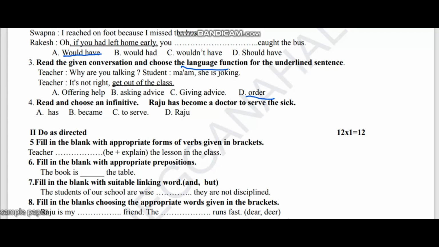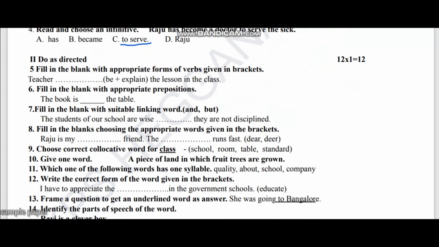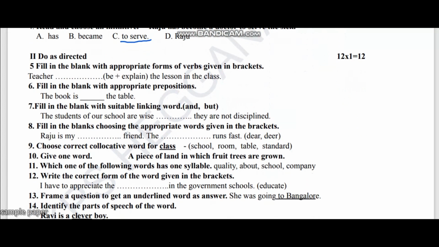Fourth one, read and choose the correct infinitive. Raju has become a doctor to serve the sick. The right answer is to serve. Roman number 2, question number 5. Fill in the blank with appropriate forms of verbs given in brackets. Teacher dash B plus explain the lesson in the class. The right option is the teacher is explaining the lesson in the class.